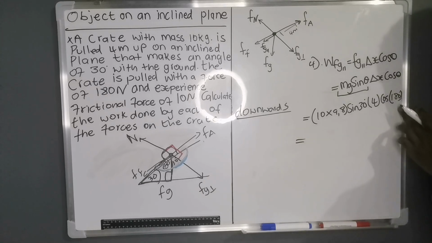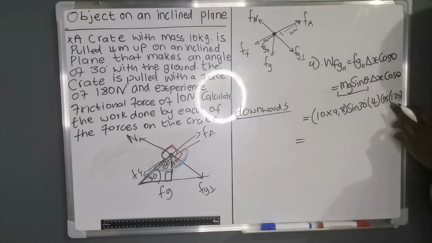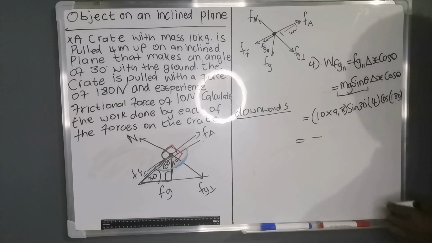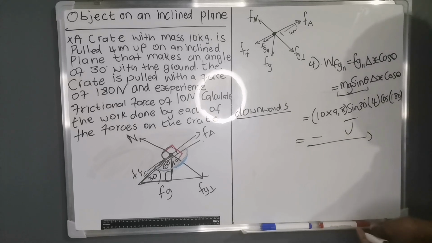I told you answers must be negative, so we must put this in the calculator. Now we have cos 180, and when I have a negative, you put the answer in the calculator, in joules, and then you are done. You are literally done.